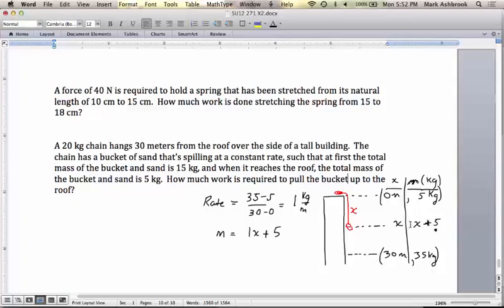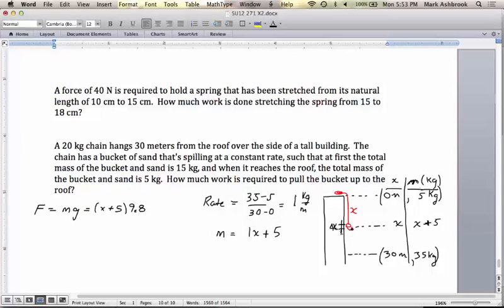So we have a mass of x plus 5, and we need the work to move that up a little bit, considering that mass to be constant for just a little change in distance, delta x. So what's the weight at a distance of x? Or the force, weight force? It's going to be mg, and the mass is x plus 5. G is 9.8.